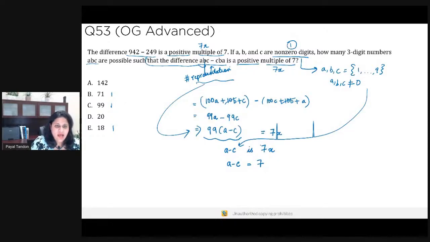Now what we have to figure out is the possible values based on the constraints that we have on A, B, and C, such that A minus C is 7. A can be 9, C can be 2, okay? Likewise, A can be 8, C can be 1. Now, A can be 7 and C can be 0, okay? How many of you feel that A can be 7 and C can be 0? Because after all, 7 minus 0 is 7. So is this a possible value over here? Is 7 and 0 a possible value of A and C?